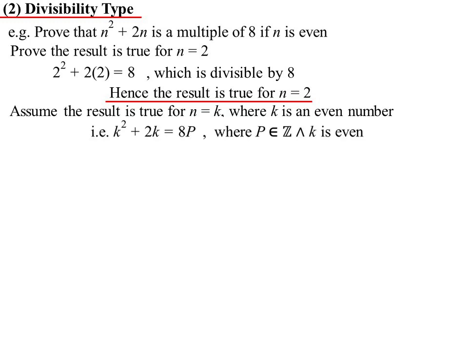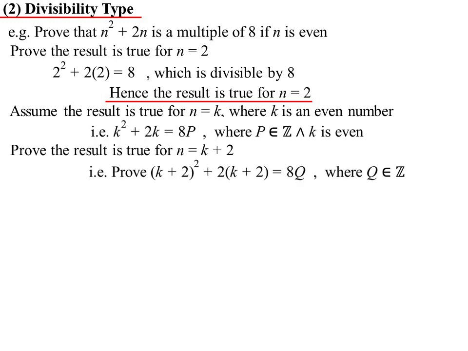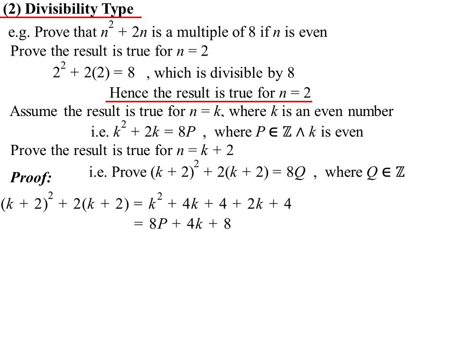I would assume it's true for n equals k, but specifying k is an even number. So k squared plus 2k is equal to 8 times some integer. My assumption is, yes, p is an integer and k is an even number. They're the two assumptions I'm making here. We want to prove it true for the next case, but because we're talking about even numbers, the next case would be k plus 2, not k plus 1. So k plus 2 squared, and so on, also is equal to 8 times an integer. It would be a different integer. I've called it q.